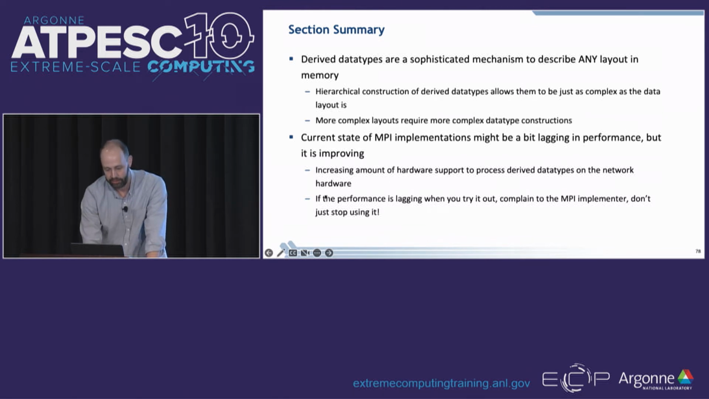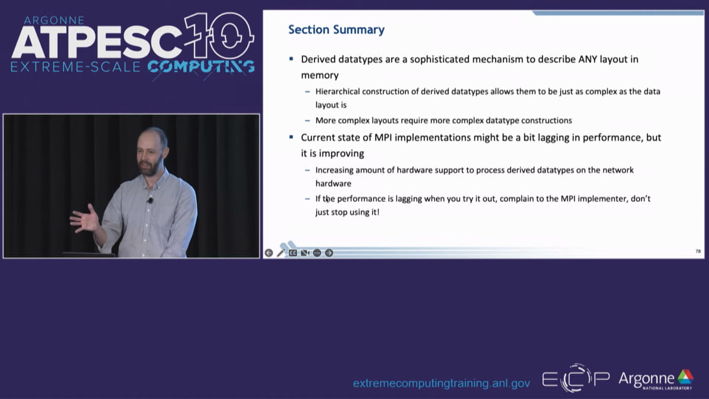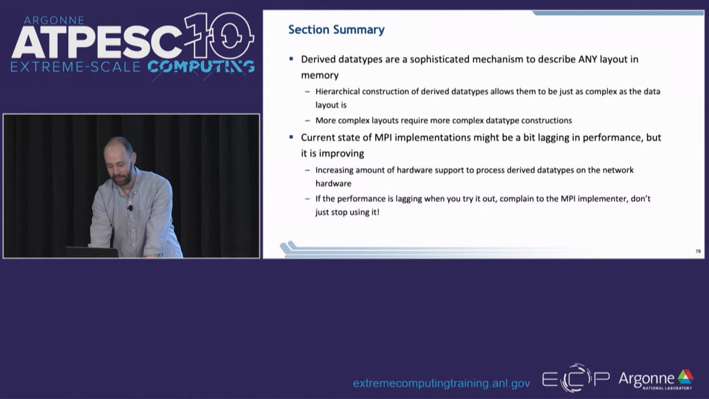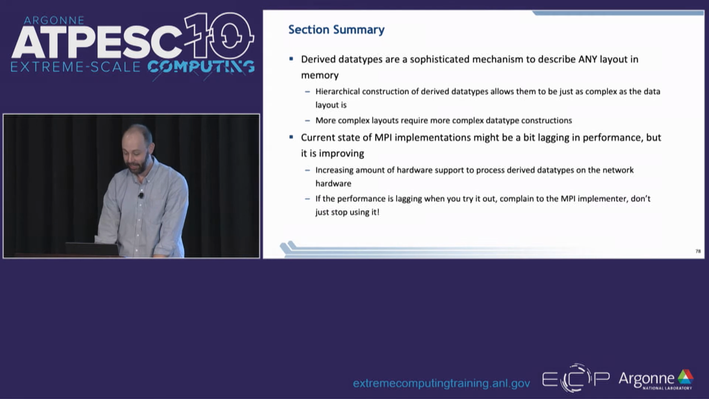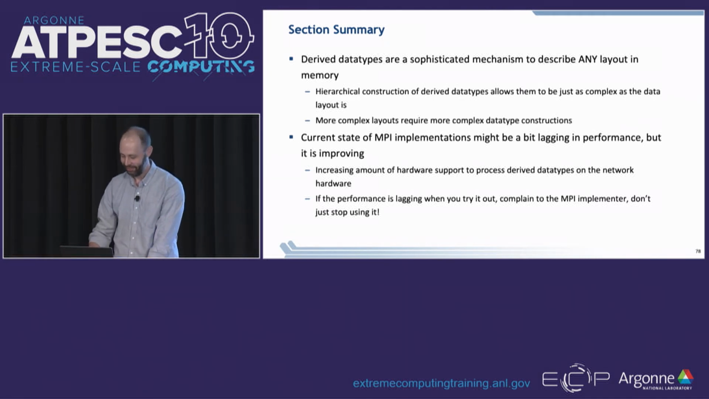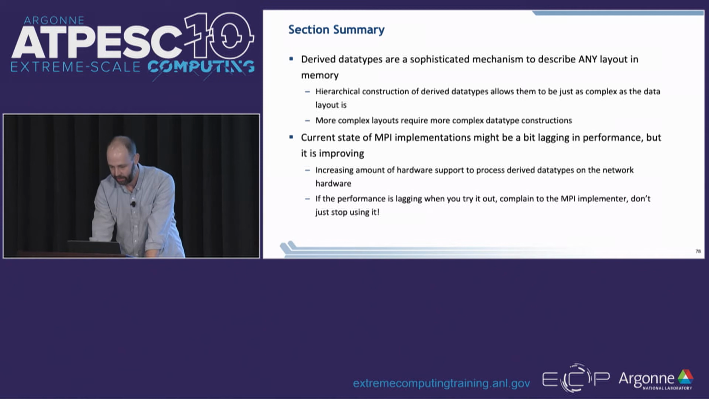But this is another example where, if you're trying to use derived data types in your application and you think their performance isn't as good as it should be, complain to your MPI people, and hopefully they can help you find a way to make it go fast or fix any existing bugs in the code. But we would encourage you to not just stop using it, because that's a recipe for nothing to ever change. So try it out, complain if it doesn't work well, and hopefully we can make progress on making it work better.